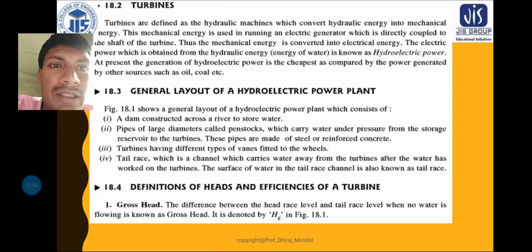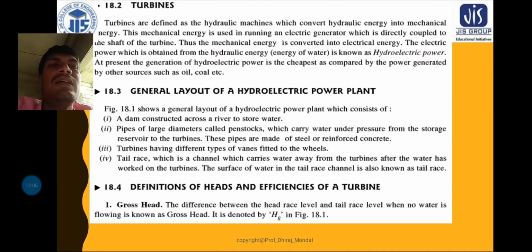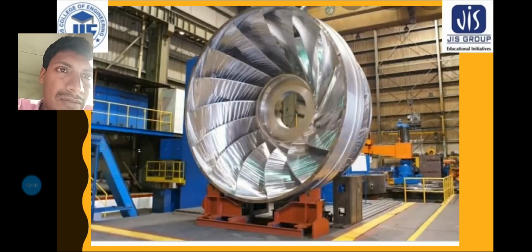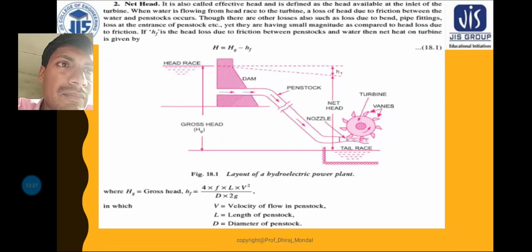Let us discuss the definition of head and efficiency of the turbine. First of all, gross head. What do you mean by gross head? I have already told you that the difference between the head race and tail race level when no water is flowing is known as gross head, and it is denoted by Hg. You can see this is the turbine, this is the turbine blade, and this turbine blade is basically set up here.